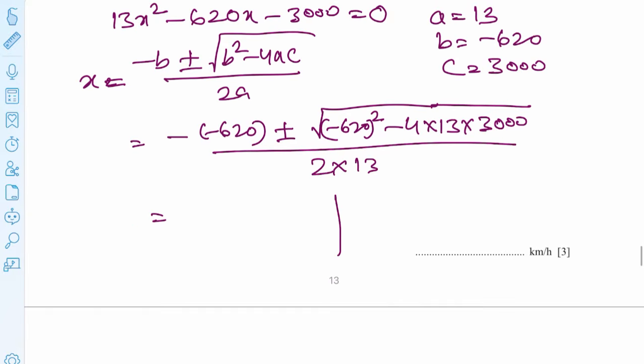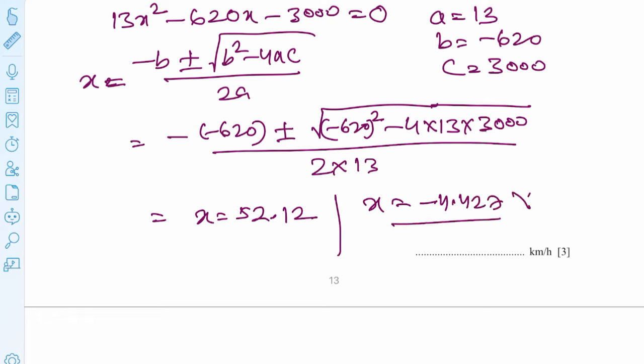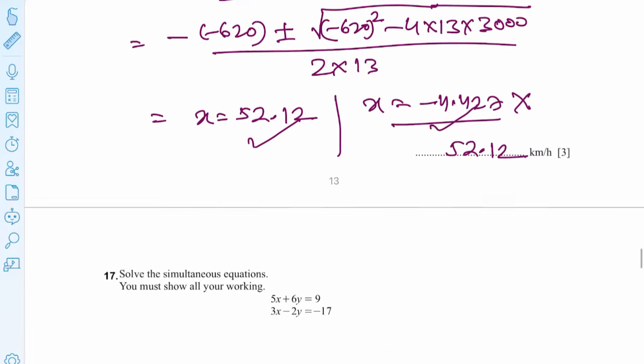You get two values of x. So x equals to 52.12 kilometer per hour. Other one is minus 4.427. So here speed cannot be negative. Speed cannot be negative, so this is ignored and we have to take this value. So answer should be 52.12 kilometer per hour. Got it, everyone, clearly? Yes.